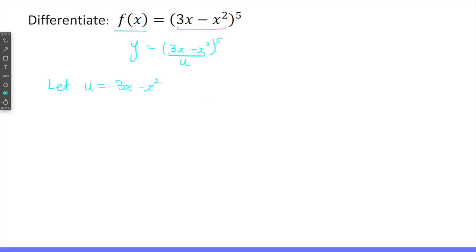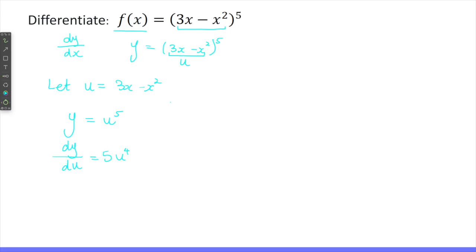Now, how does that help me in differentiating? Well, now I can rewrite this whole function as y is equal to u to the power of 5, which is quite nice because if I were to differentiate this, I will end up with dy by du equals 5u to the power of 4. Which is very useful for me because now I have been able to differentiate it. But the problem is I don't really care about u. I'm not looking for u. When I'm looking to differentiate, I'm looking to find dy by dx.